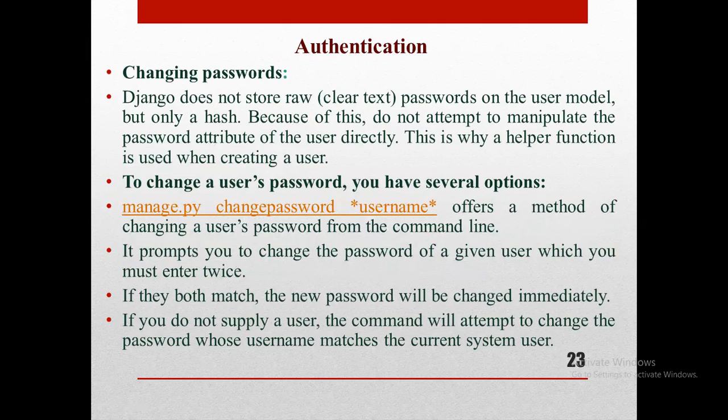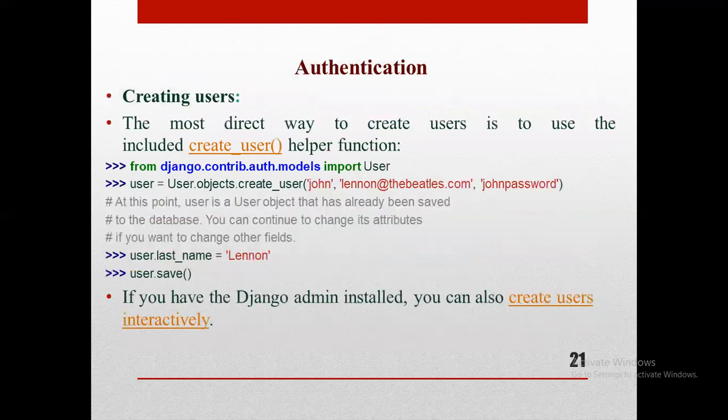Then changing passwords. Django does not store raw passwords on the user model, but only a hash. It stores the hash value of that password. Because of this, do not attempt to manipulate the password attribute of the user directly. This is why the helper function is used when creating a user.